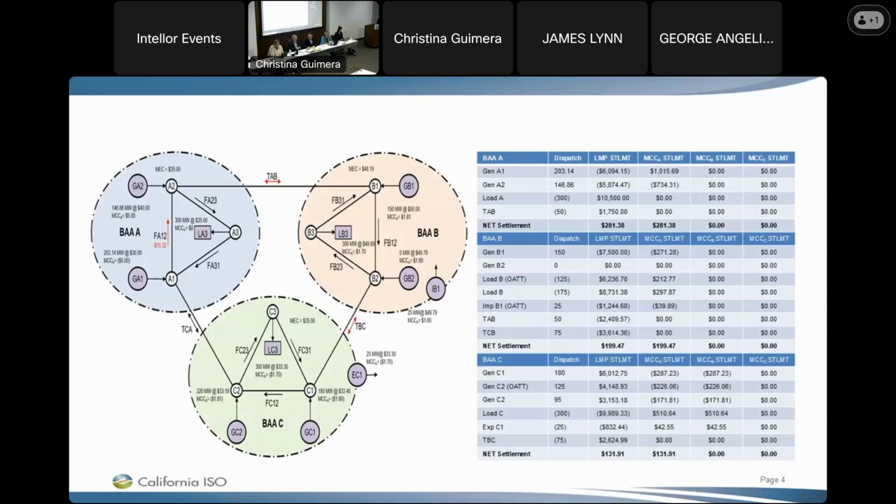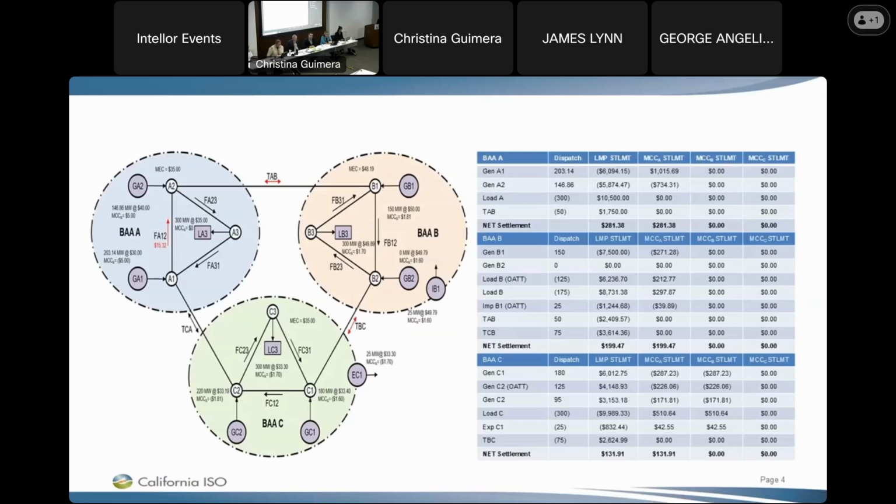Within BAA, I had that binding constraint at FA12. Its shadow price was $15.32. So now, based upon the effectiveness of these various generation and load on that constraint, you're going to have different marginal cost of congestion impacts across the footprint. Now, I didn't put what the actual pricing is. What I did put is what the dollar settlements were.